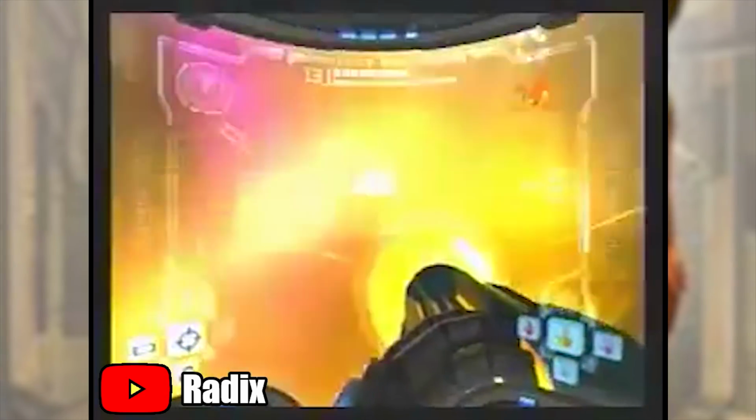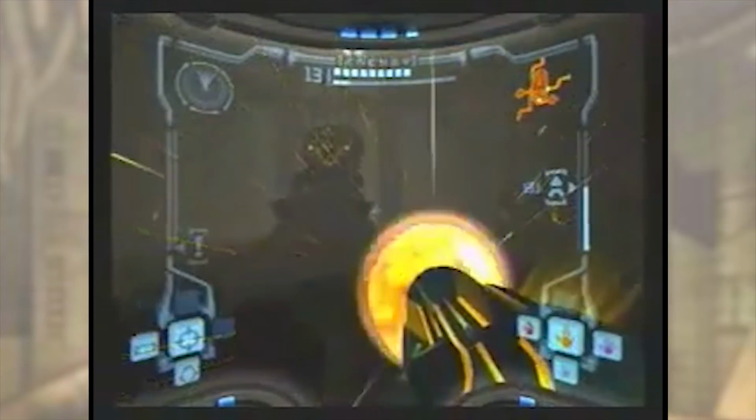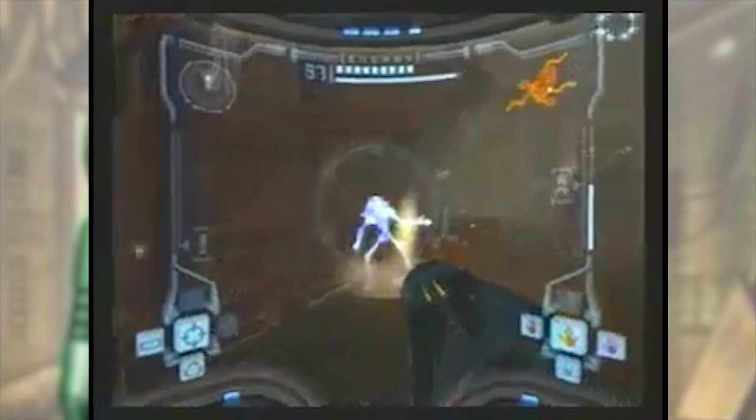The first game we'll be looking at is Metroid Prime, which has been using an in-game timer since the very first speedrun 20 years ago. So let's see what it has to offer.